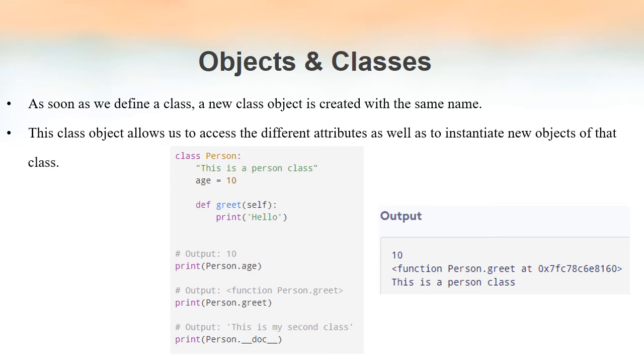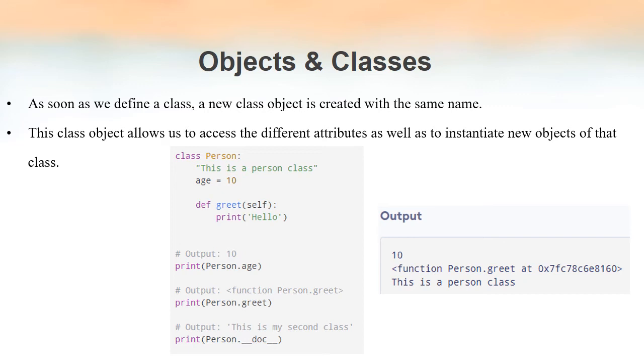So here we have declared a class. The class name is person, as you can see, and there is a doc string: "This is the person class." And there is one variable named age, and we have given the value 10 to that variable. And there is one function or method.